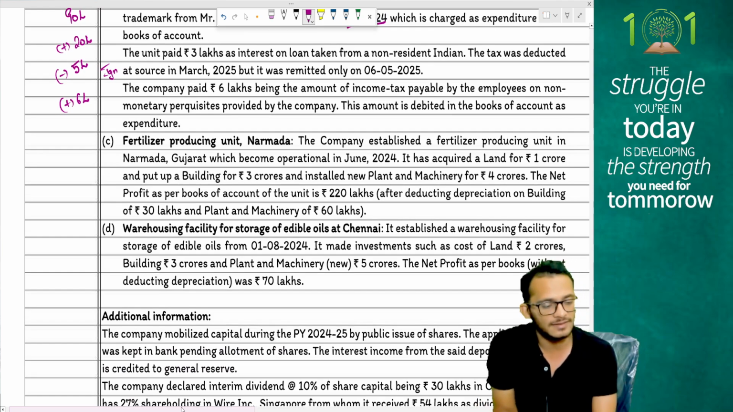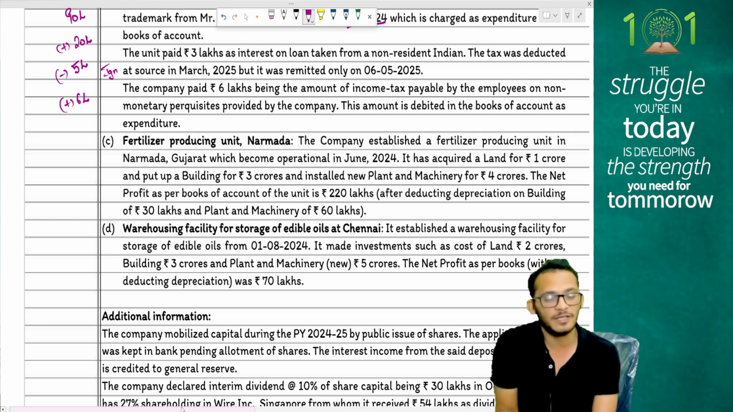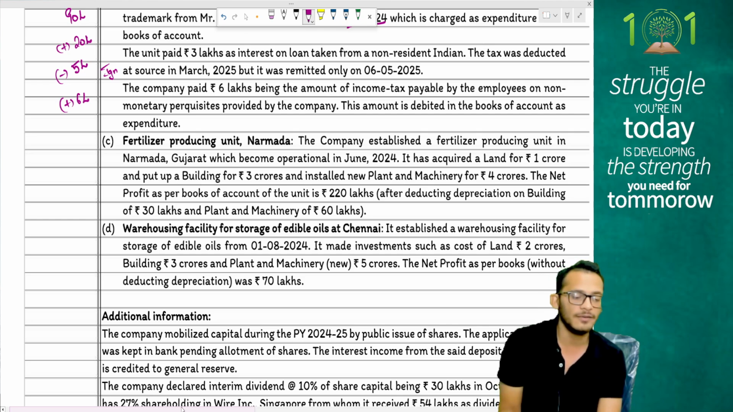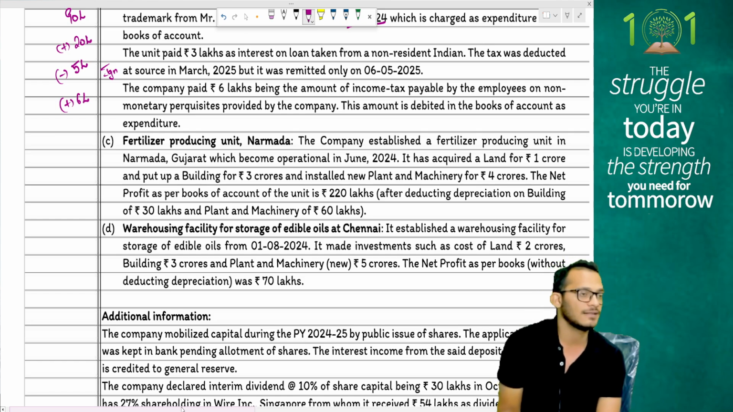Point number C, business, is a fertilizer production unit, people, where the company has established a fertilizer production unit in Narmada, Gujarat, which has become operational in 2024. It has acquired land for 1 crore and put up a building for 3 crores and installed plant and machinery for 4 crores. Net profit is reported as 220 lakhs after deducting depreciation on building of 30 lakhs and plant and machinery of 60 lakhs. I'm not sure how many of you are aware.